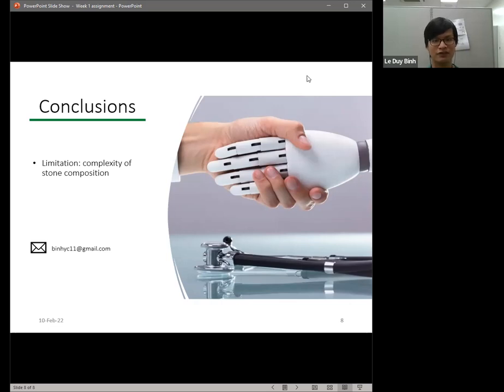Nonetheless, our findings suggest that AI could really be an alternative solution if traditional methods are unavailable at that time.